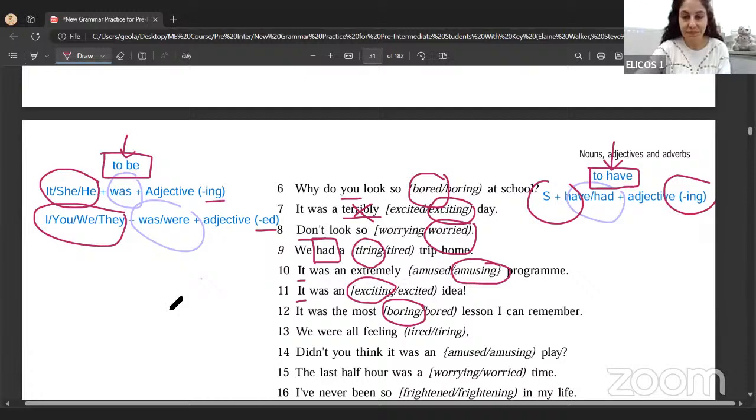13. We were all feeling tired. Yes, we were all feeling tired. Yep, we know it's from the first rule, the plural, we were, ed.